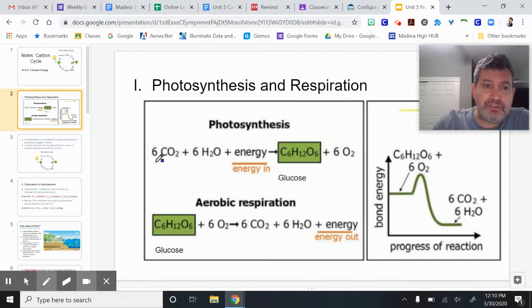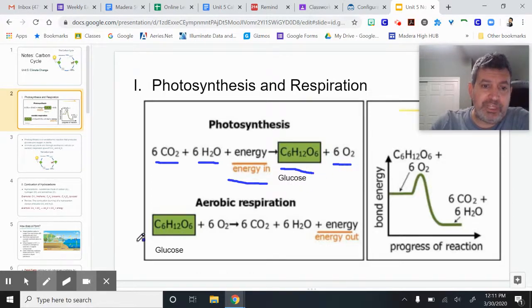So photosynthesis, if you remember, is CO2 plus water plus energy, which is coming from the sun, and that's going to yield glucose and oxygen. Okay. And plants go through photosynthesis. They take in sunlight, carbon dioxide from us and the atmosphere, and water that we give them.